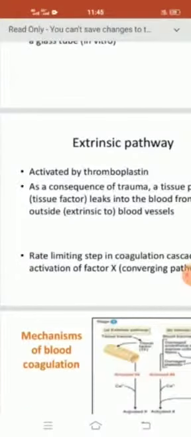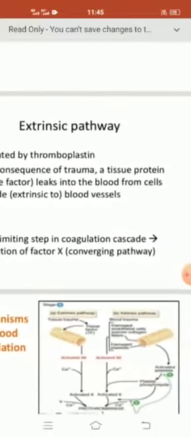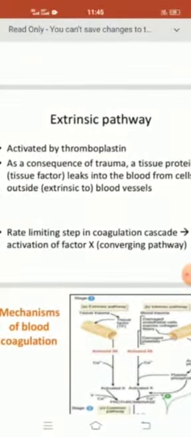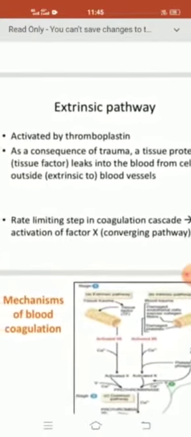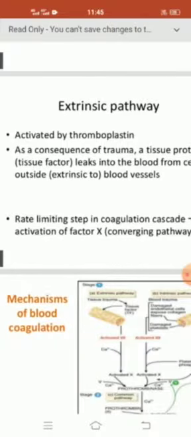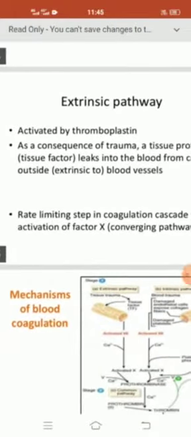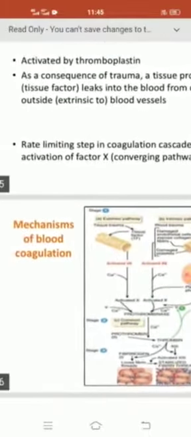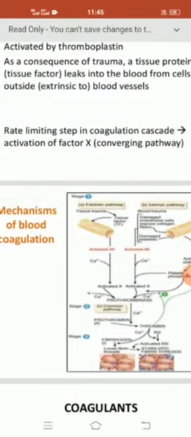Extrinsic pathway, it is activated by thromboplastin. As a consequence of trauma, tissue damage, certain tissue factors leak into the blood from the damaged cells. This is known as the extrinsic pathway. Understood? The rate limiting step in the coagulation cascade is the activation of factor 10, the converging pathway.